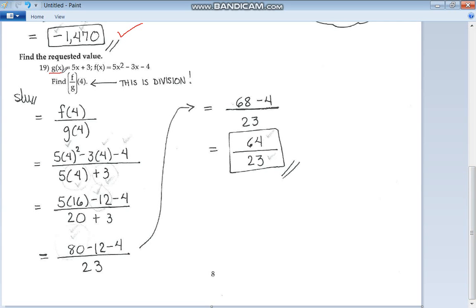Number 19, find the requested value. You're given g of x here, you're given f of x here, and they ask you to find f over g of 4. Well, that's equal to f of 4 over g of 4. So f of 4 on the top is 5 times 4 squared minus 3 times 4 minus 4. And g of 4 on the bottom is 5 times 4 plus 3. So you simplify the top, and you'll get 64. Simplify the bottom, you'll get 23. If possible, you would factor and cancel, but this time we can't, so we've already simplified.